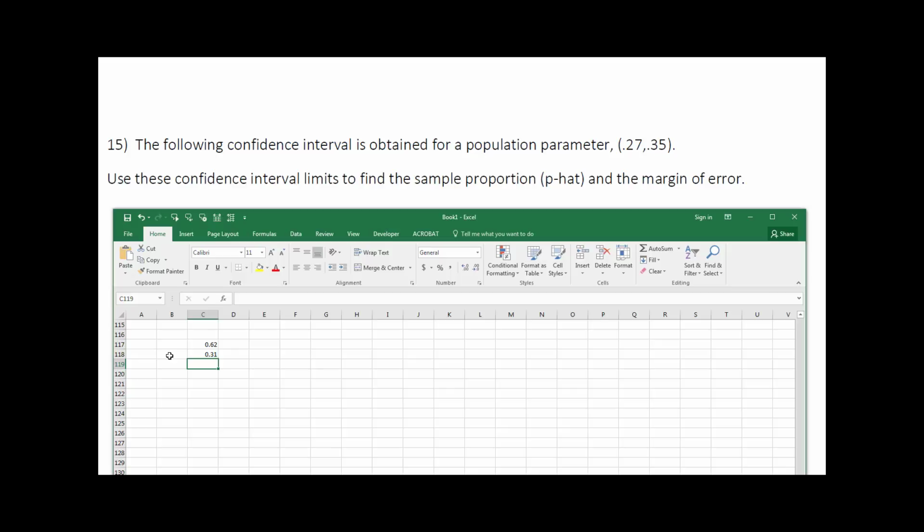And my margin of error is to take one of my endpoints and subtract out the middle. Put an equal sign there. So my margin of error in this case is 0.04. Now the nice thing is I can go both directions. I can just take the 0.31. Let's learn from my mistakes here. So equals 0.31 minus 0.27. And I should get the same number. So whether I do the big number minus the middle or the middle minus the small, I should still get the same margin of error.